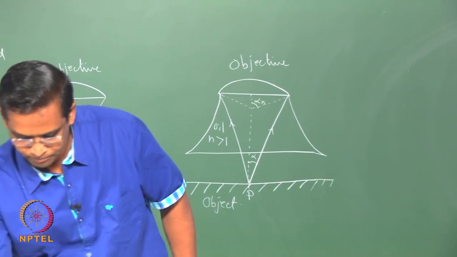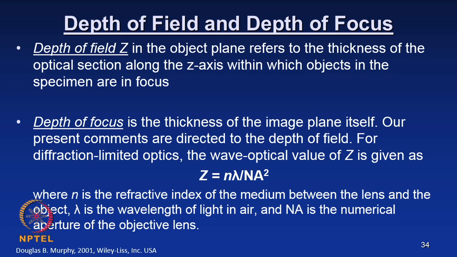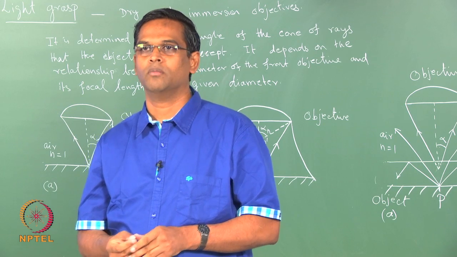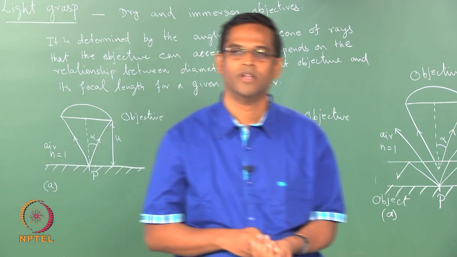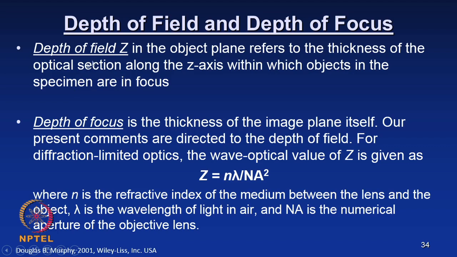Now we will move on to the next important parameters or concepts in microscopy: depth of field and depth of focus. So let us look at the preliminary definitions. The depth of field Z in the object plane refers to the thickness of the optical section along the Z axis within which objects in the specimen are in focus. On the other hand, depth of focus is the thickness of the image plane itself.